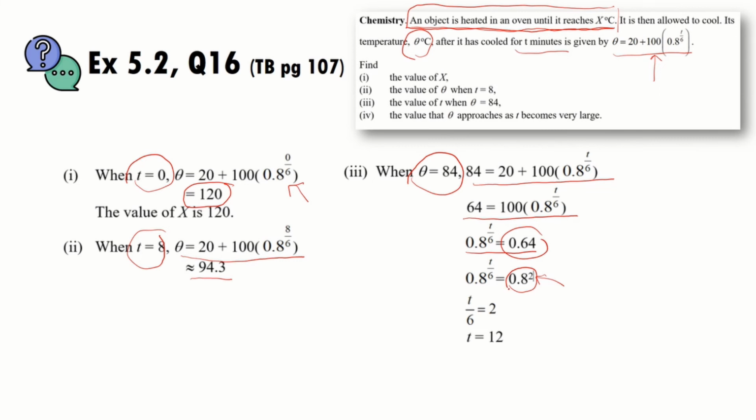So now that we have the same base of 0.8, we will find that t over 6 is equal to 2 by equating the exponents. This is the skill that we have learned in chapter 5.1. Hence, t is equal to 6.